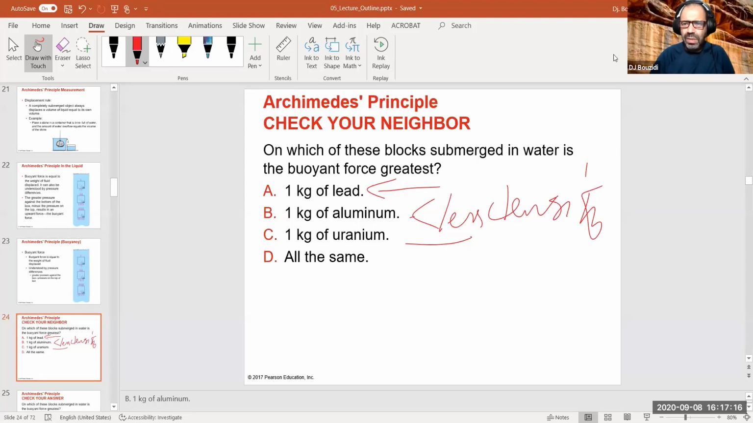See the argument in here? It's a multifold argument. The first one is you bring the density into the picture and see which one is the denser of all of the objects, or the least dense of all of the objects. The least dense of all of the objects, for the same amount of mass, should occupy more volume. Since it's going to displace water, it's going to displace more water. So that's a multi-argument statement to arrive at the conclusion that it's actually aluminum in this case and not the others.